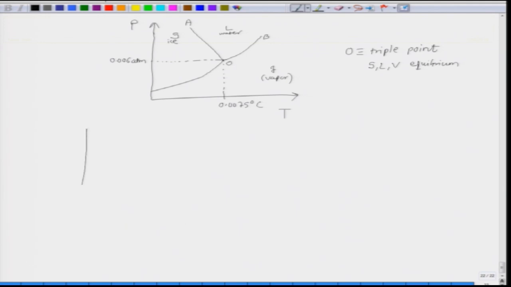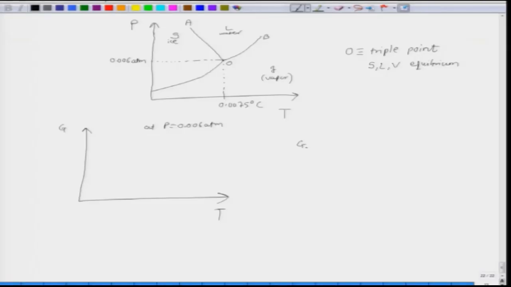Okay, so if we try to plot, let us say, G versus T for water at a constant pressure of 0.006 atmosphere, how would it be? Now, we have three possible phases, so we need three curves. So at 0.006 atmosphere, as we increase the temperature, what happens? First, the solid is stable at low temperature, then as we keep heating, at 0.0075 degree centigrade we reach the point O, which is the triple point. So all three phases are in equilibrium, and then we enter the vapor region.